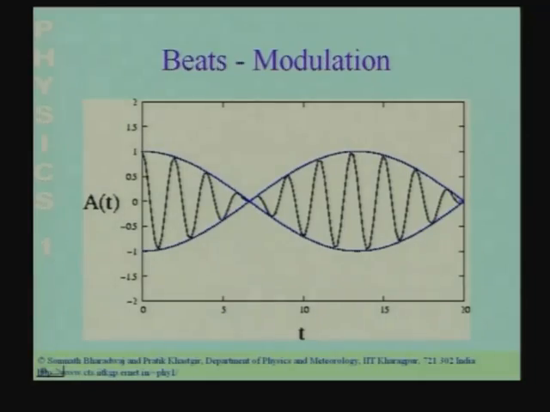Now, let us discuss the situation where such a situation occurs in many contexts. For example, I have two strings which produce nearly the same frequency, but not exactly the same frequency. For example, I am tuning a guitar and I have not exactly tuned it. So, when I pluck the two different strings, they produce very close sounds, but not exactly the same. The question is, what do I hear when I pluck two strings which produce very close frequencies, but not exactly the same frequencies?